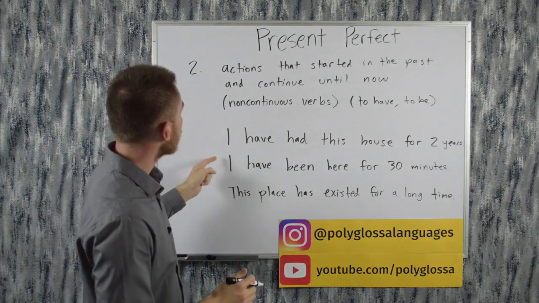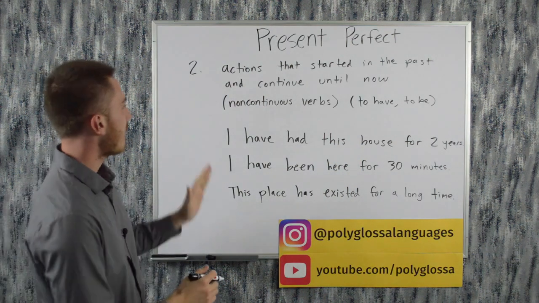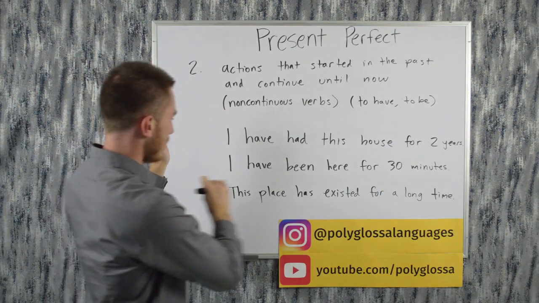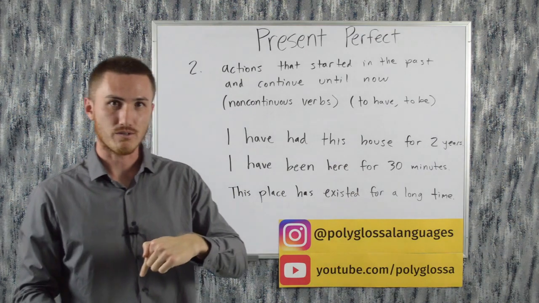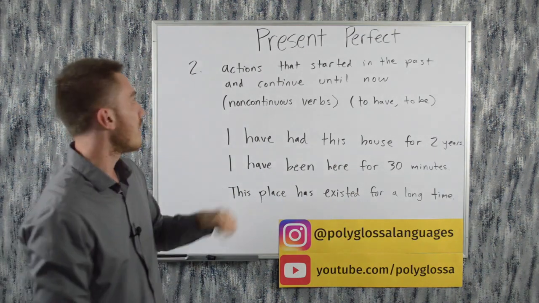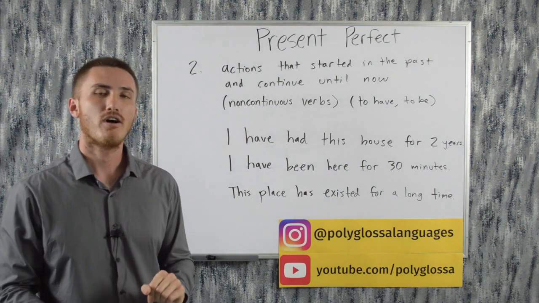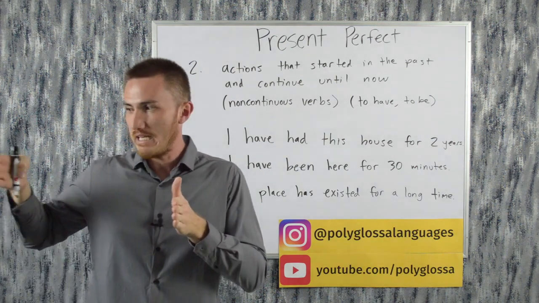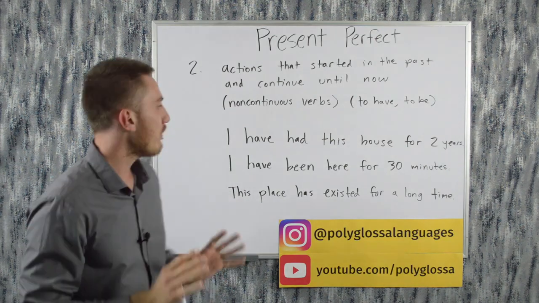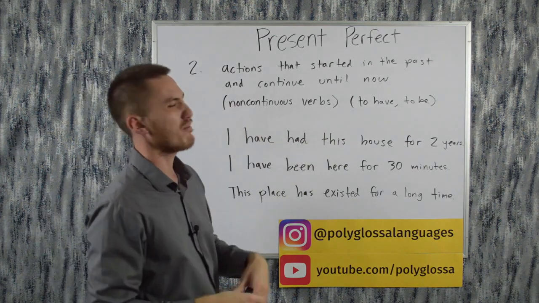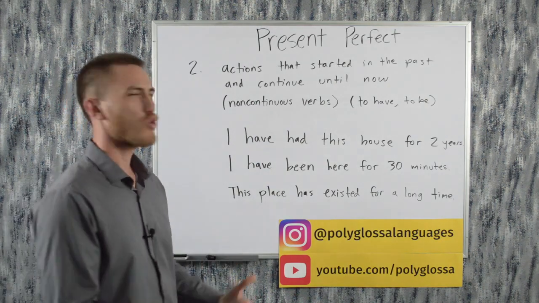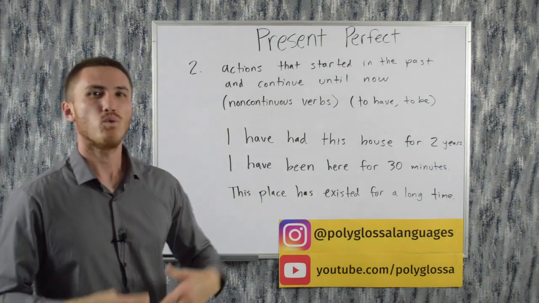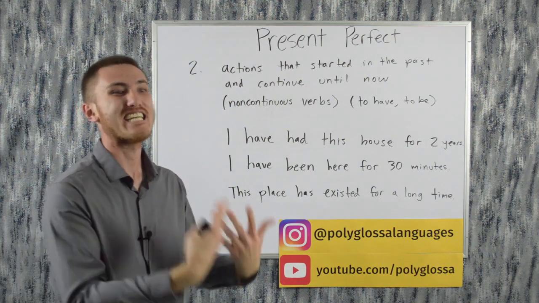So you see with each of these examples, we have an action that started at a specified time in the past and continues until now, okay, until today. So this usage of the present perfect always relates to the present, right? You have done it until now. However, if we have a continuous verb, a normal verb, we don't normally use this verb tense for that occasion. We normally use the present perfect continuous.